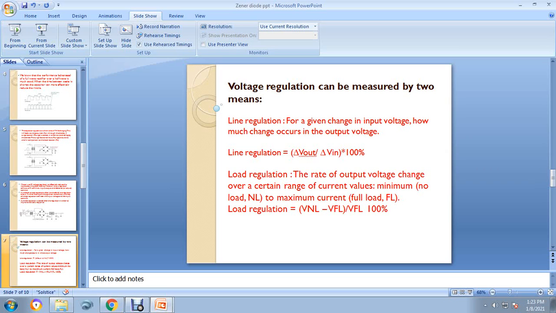In comparison, load regulation is the rate of output voltage change over a certain range of current values. That means if you take the minimum current, with no load voltage, to the maximum current, when you are applying full load voltage, it gives your load regulation. So it is VNL minus VFL by VFL into 100. Mostly in rectifiers we need to calculate the load regulation by connecting without load and with load, and we must get the values of no load voltage and full load voltage and calculate the load regulation in the case of the full wave, half wave as well as bridge rectifier.